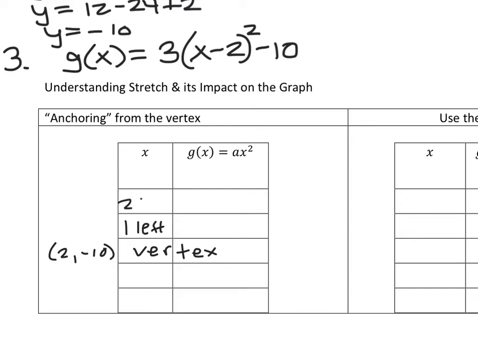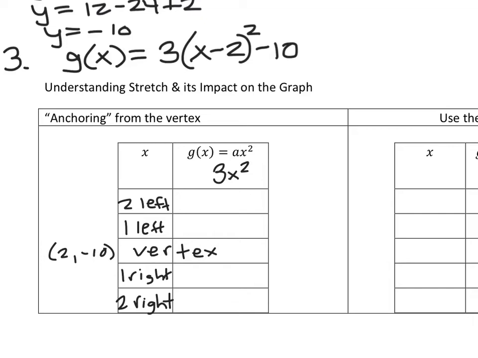I'm going to look at this as going 1 unit left, 2 units left, and 1 unit right, and 2 units right. And we have a stretch of 3, so I'm going to ignore everything else here, and just look at it as 3 onto my parent function, x squared.